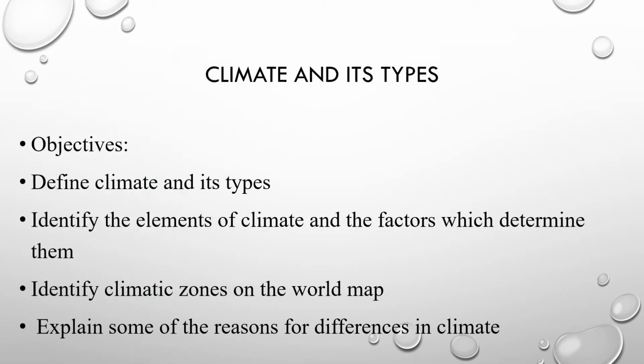The objectives of today's lesson are to define climate and its types, identify the elements of climate and the factors which determine them, identify climatic zones on the world map, and explain some of the reasons for differences in climate, that is, why we have differences in climate.